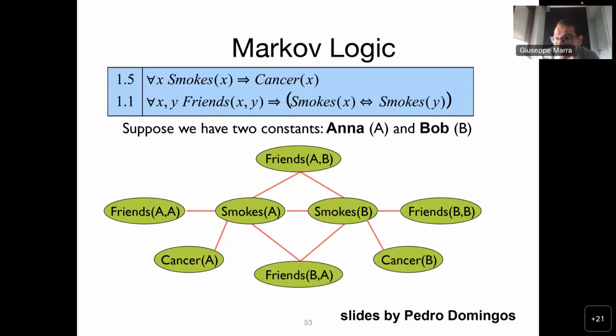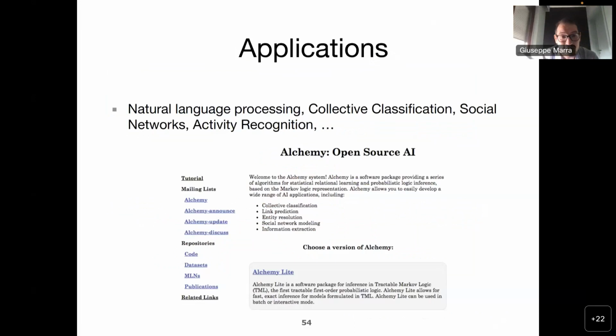And then inference in this probabilistic logic can be carried out using standard techniques from probabilistic graphical models, which is an extremely nice result. Also, Markov logic has an extensive system implemented. It's called Alchemy, and it has been applied to all kinds of data sets. So if you're interested, you can also look here.